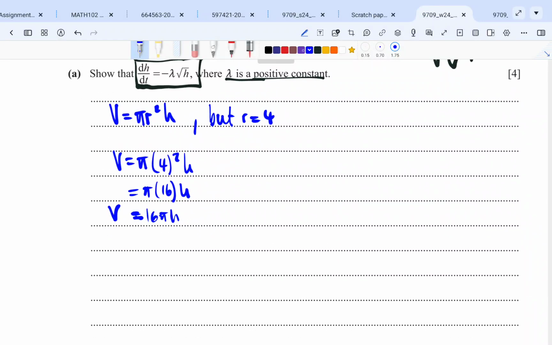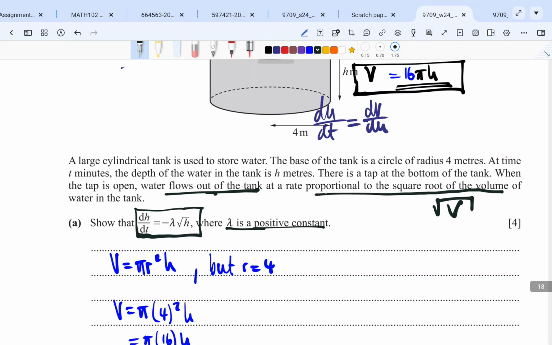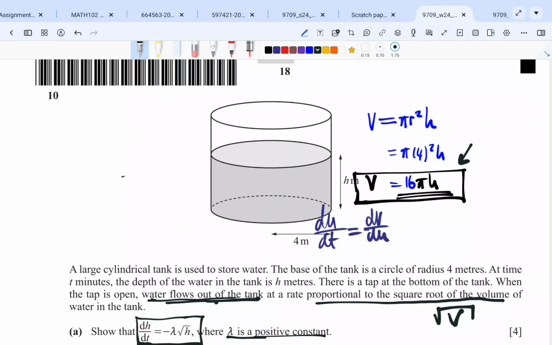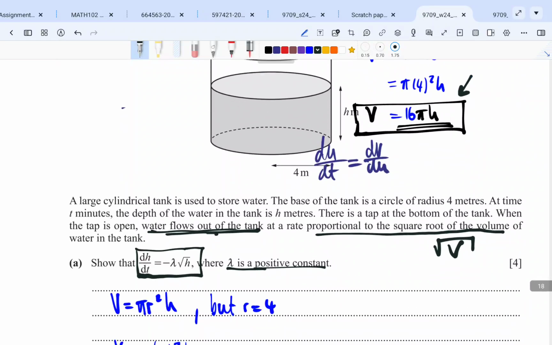Now, what do we have? We have been told the rate at which water flows out of the tank. This is the flow rate, the rate at which water is flowing out. What is changing as water flows out is the volume of the water. The volume of the water changes, okay? And the height changes. But here, the rate of flow is the rate of change in volume. So this is the one that is proportional to the square root. Remember that rate of flow is the rate of change in volume.